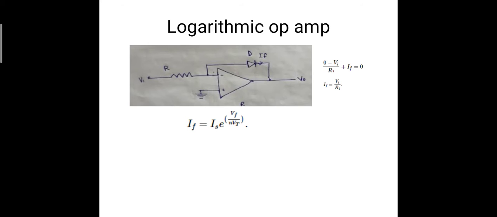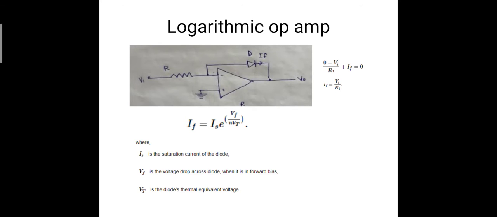So what is If? On seeing a diode, the basic If means Is e power Vf by nVt. What are these quantities? Is is the saturation current of the diode. Vf is the voltage drop across the diode when it is forward biased. Remember it. Vt is the diode's thermal equivalent voltage, which is almost a constant.